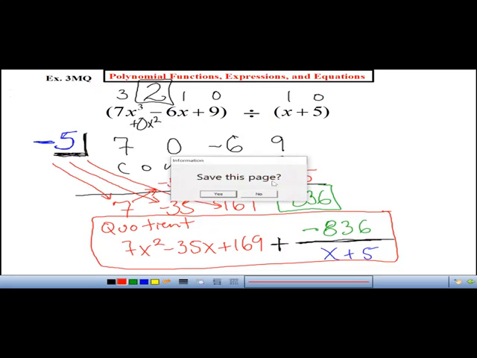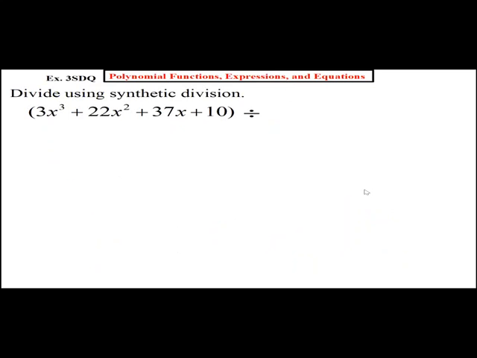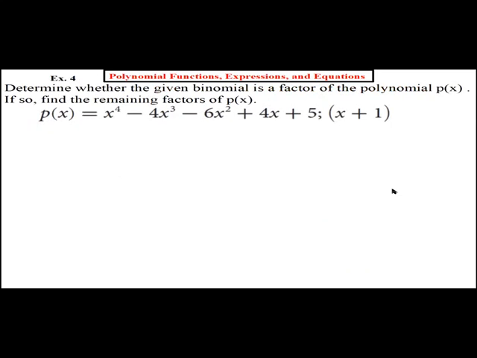Look up, please. Here we go. You can do that one on your own. I want to get to this one, Example 4. Copy that. You don't have to copy it verbatim, but just to save time, copy the polynomial given and the divisor. It reads, determine whether the given binomial is a factor of the polynomial p of x. If so, find the remaining factors for p of x.